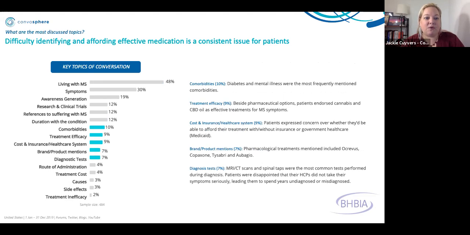Some of the lesser topics of conversation are the difficulty in identifying and affording effective medication. So people are struggling with some of their comorbidities, the treatment efficacy, the cost and insurance in the US healthcare system. Understanding these types of things helps reveal opportunities or areas that can be addressed to improve the patient experience.